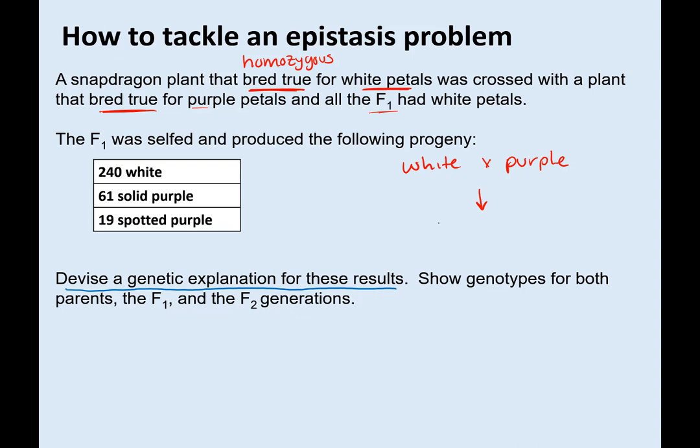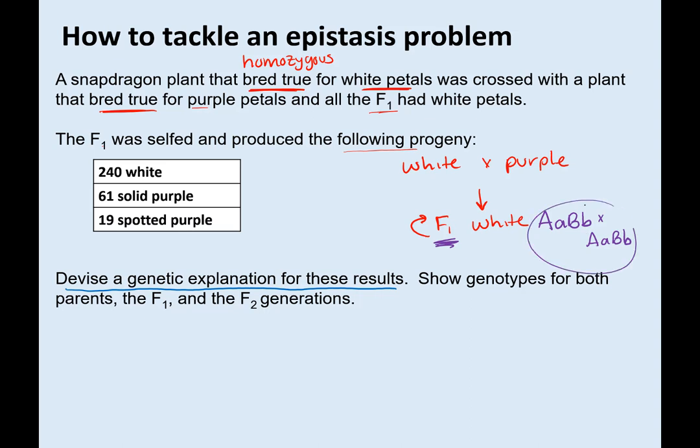That produces an F1 that has all white petals. When the F1 is selfed, you get the following progeny. Okay, here's the hint. The only way you can get variations on 9-to-3-to-3-to-1 is if you're doing a dihybrid cross. So I know in this case the F1 has to be heterozygous for both genes, or else I wouldn't be able to determine a 9-to-3-to-3-to-1 ratio.